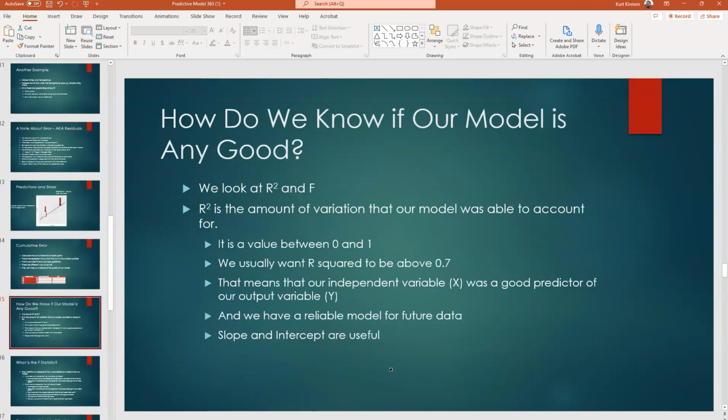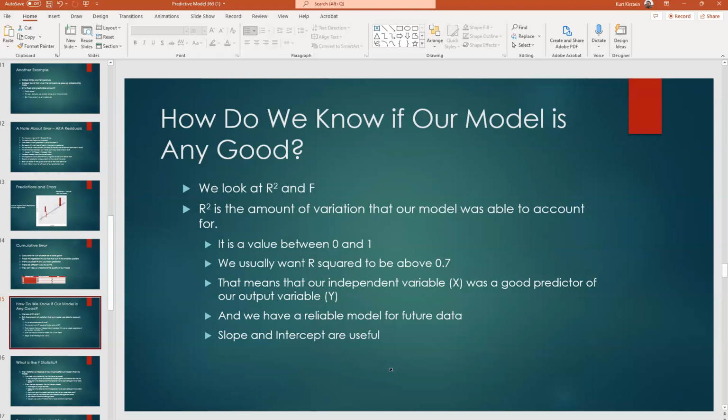So how do we know if our model is any good? We've created our model, we've got the slope, we've got the intercept, we have our predicted values, x, we looked at the relationship to the actual values, y, and we built a model, and now we want to see if our model is any good. Well, there are two things we can look at. One of them is R squared, and the other one is F. Until I show you this in a graph, you're not going to know what it means, but I'll go through them anyway. R squared is the amount of variation that our model was able to account for.